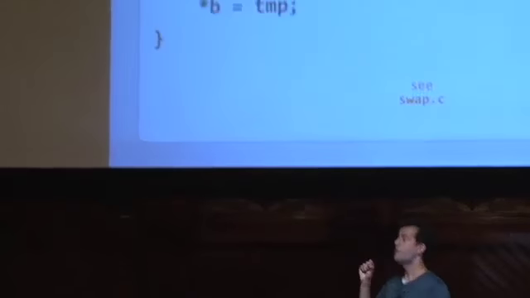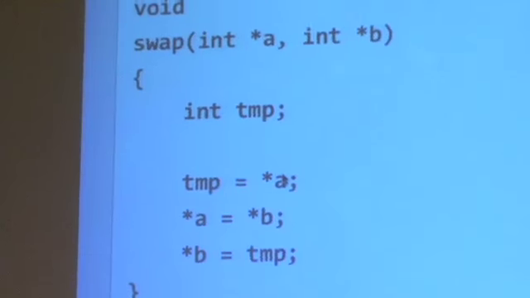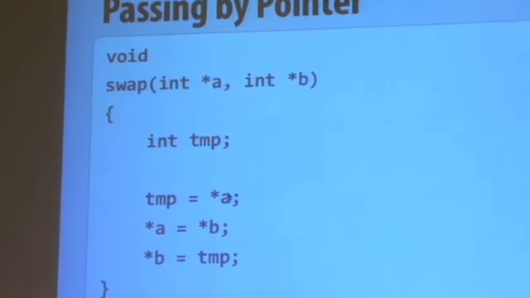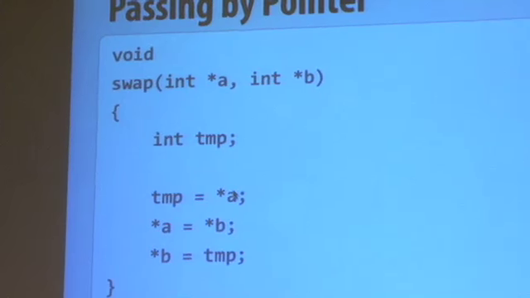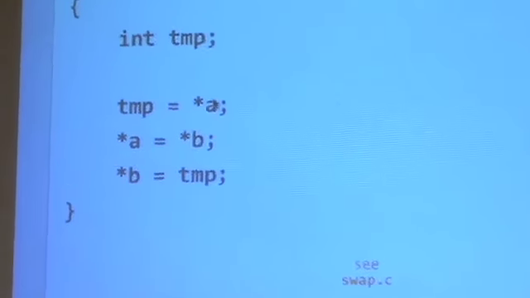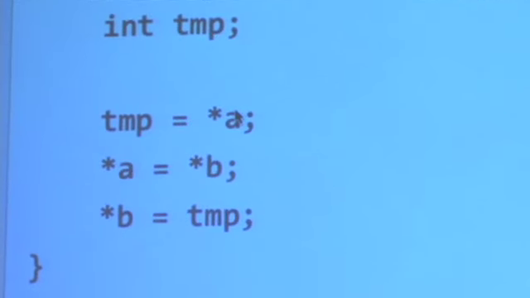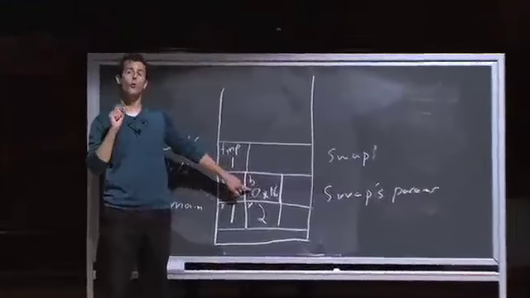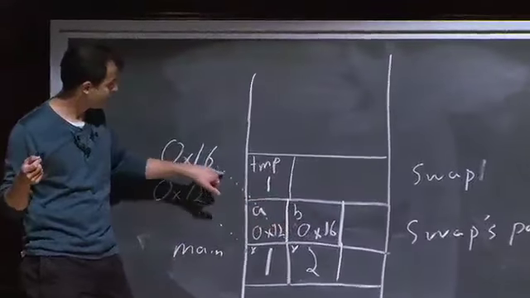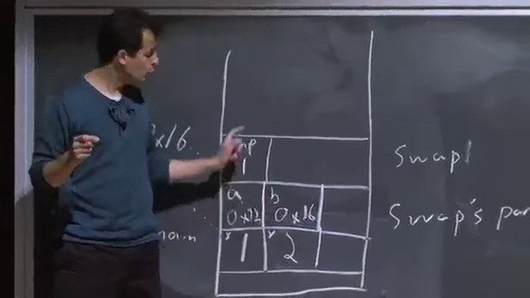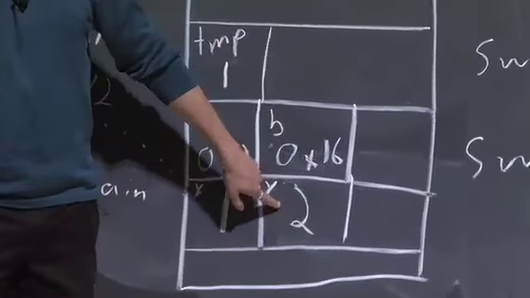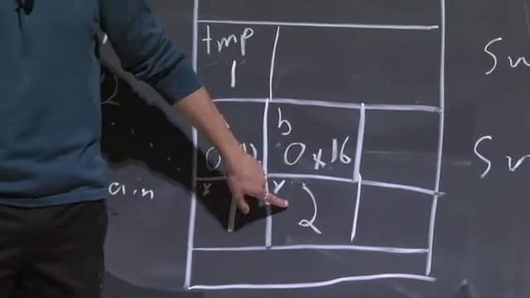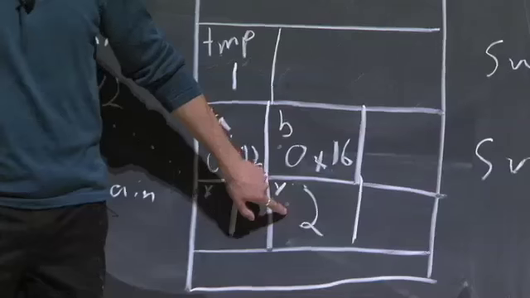I've now copied the value 1 into temp. So we're good. We're on our way. Now star A gets star B. All right, well, let's tease that apart. Let's start with the right-hand side first, star B. So that means treat B as a pointer, 0x16. Go there. Well, where is 0x16? Well, my dotted line says it's right down here. So go there, and then star B in the end is equivalent to what value? 2, right? Just get the value 2.